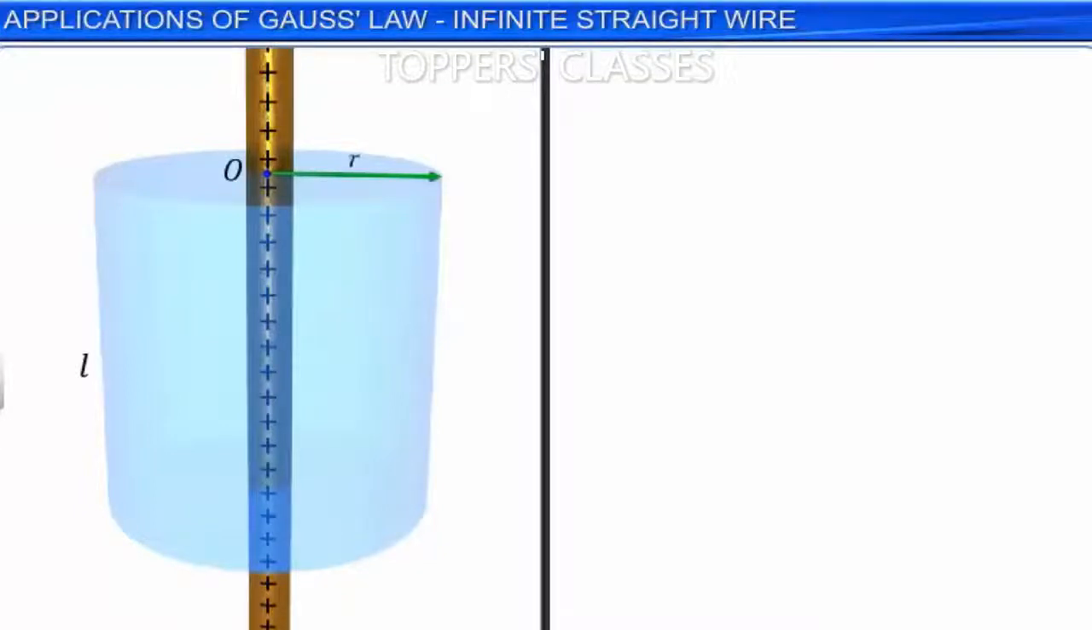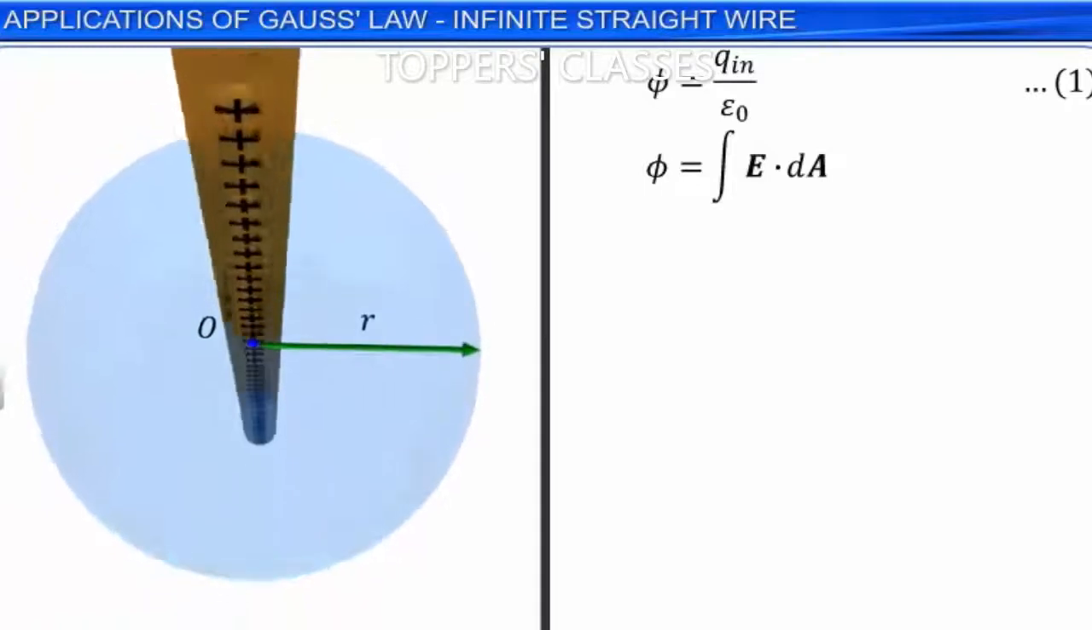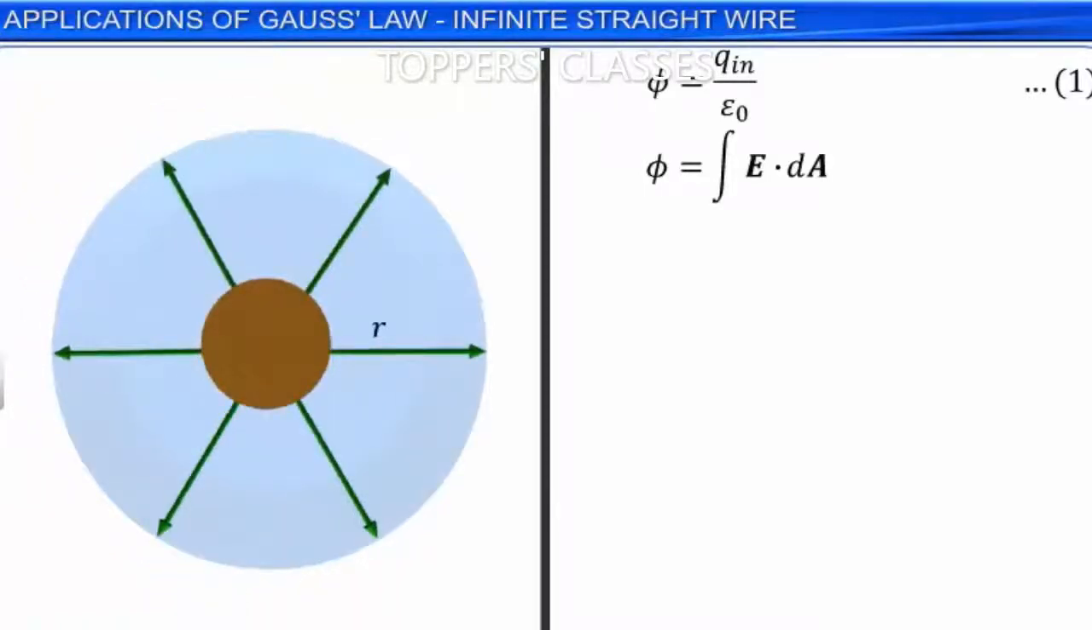According to Gauss' law, net flux phi through a Gaussian surface is equal to Qin by epsilon naught, where Qin is the charge enclosed within the Gaussian surface. Let this be equation 1. We know that phi is equal to integral E dot dA, where E is the electric field strength. At all points on the Gaussian cylinder, the electric field strength E is perpendicular to the curved surface of the cylinder, since the electric field due to the charged wire points away from the positively charged wire, as discussed earlier.